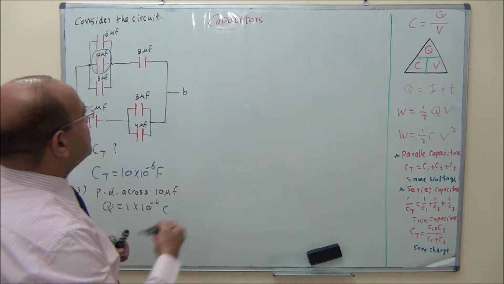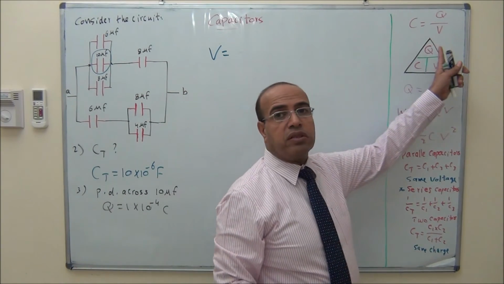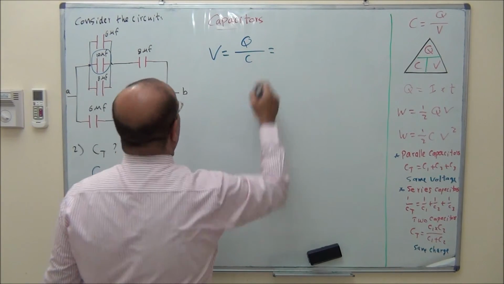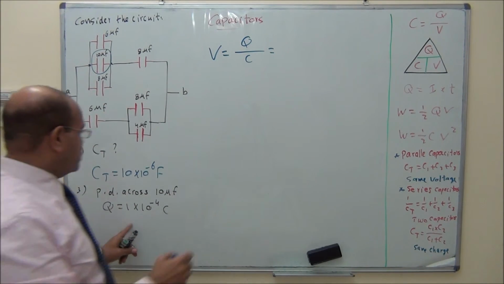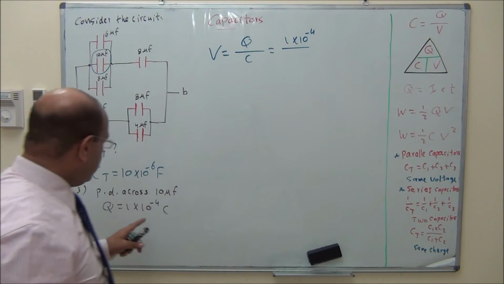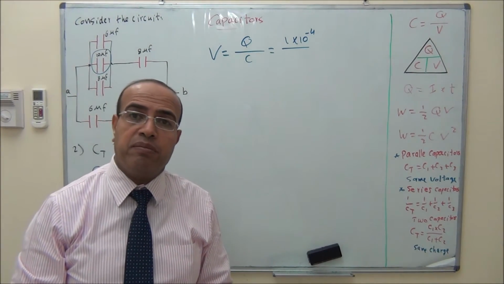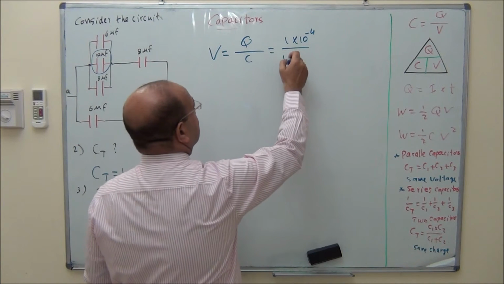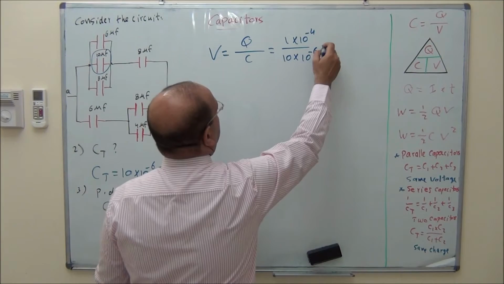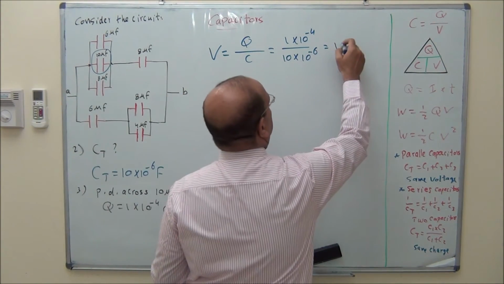The potential difference is V. So which formula is it? V equals Q over C. What is Q? Q is given. It is 1 multiply 10 to the power negative 4. What is C? This is the capacitance, but it is in microfarad. We change it to farad, multiply 10 power negative 6. So over 10 multiplied by 10 to the power negative 6. So we can get the answer of this one. So the answer will be 10 volt.